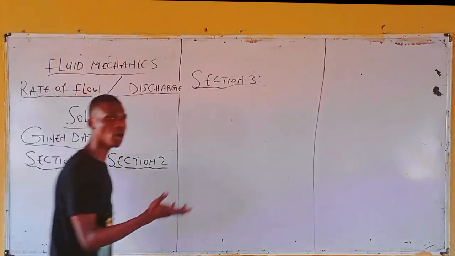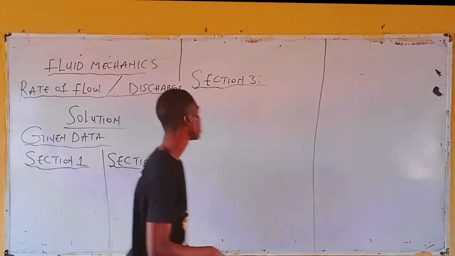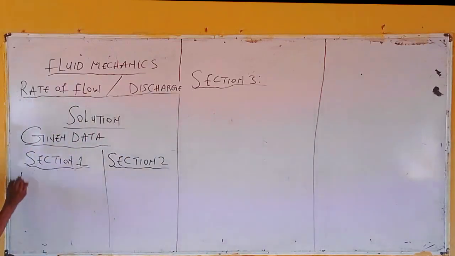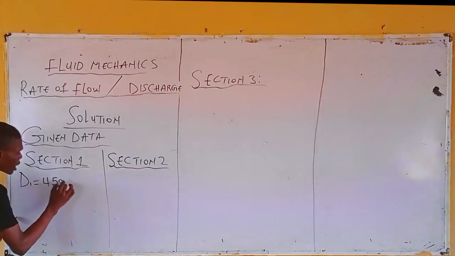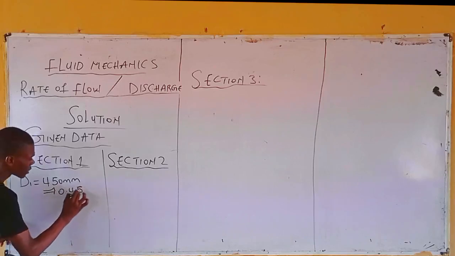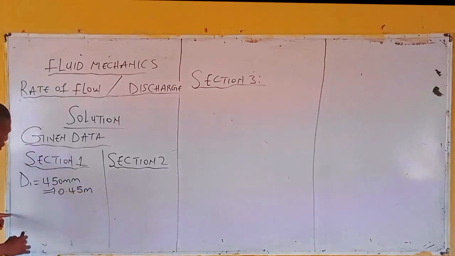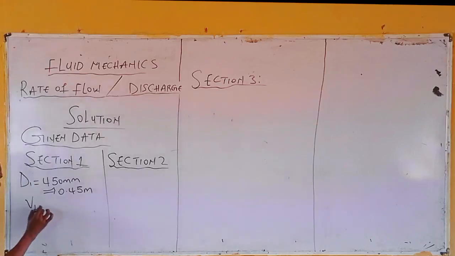Identify section 1. What are we given? We are given the diameter, meaning D1 is given to be 450 mm, which is 0.45 in meters. Next up, what are we given? The branches of the other two pipes. That's all. In section 1, you're only given the diameter and the velocity. Velocity, meaning V1, is equal to 3 meters per second, right?